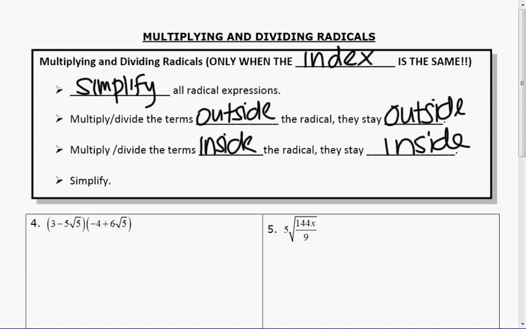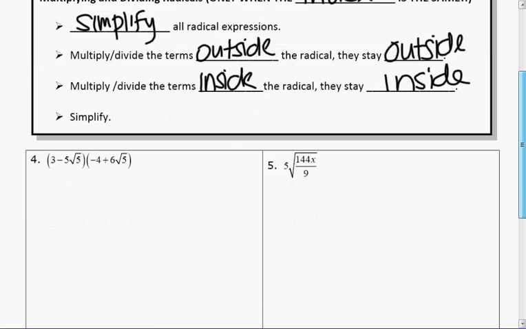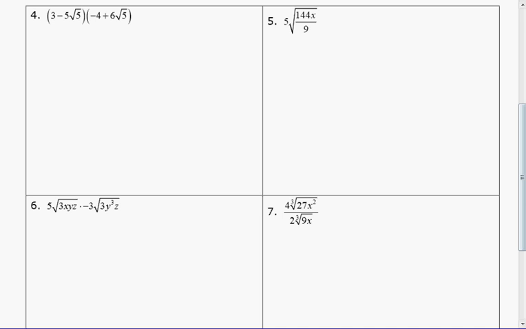All right, so let's try some examples then, shall we? All right, so this first one. Well, actually, let's start with this guy down here. We'll start with number 6. All right, so number 6.